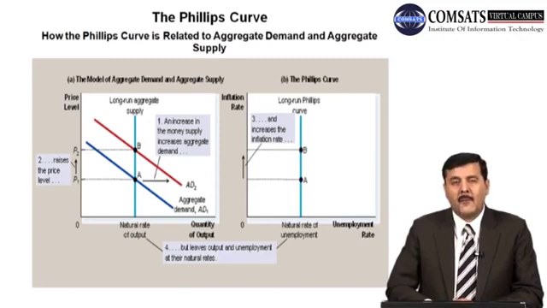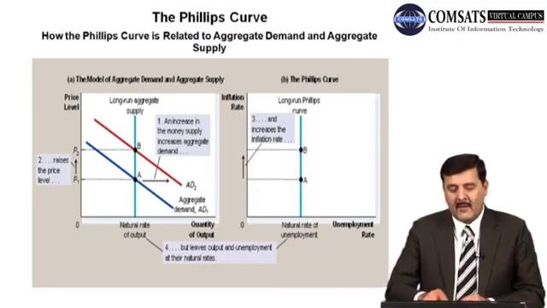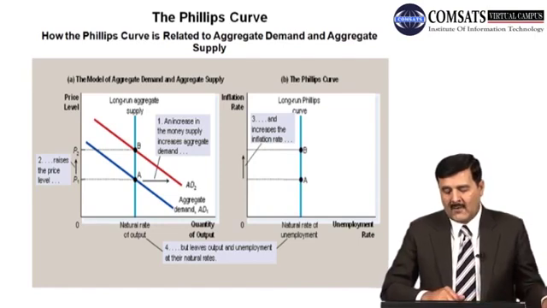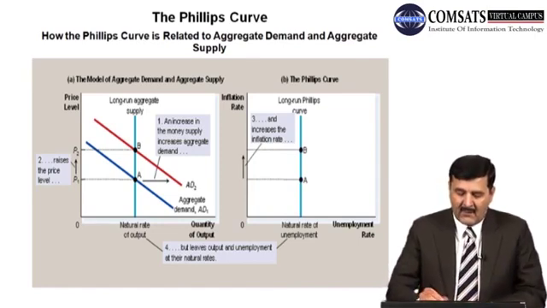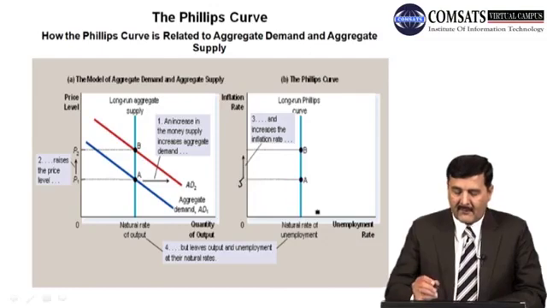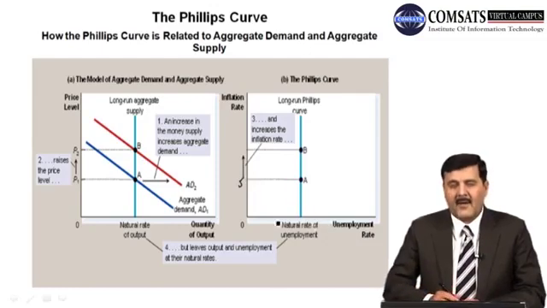Corresponding to this point, we have a point A in the right side diagram. This tells us a certain inflation rate. Suppose we can say that we can give a number, maybe 5, inflation rate as 5, and a certain natural rate of unemployment.